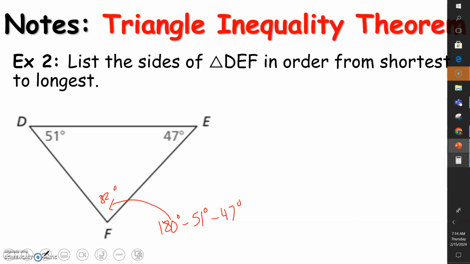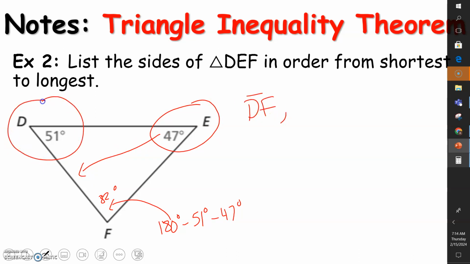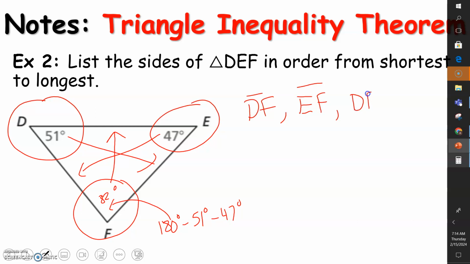Now we can see that the smallest angle is angle E, and therefore the smallest side is opposite that, DF. Then the next biggest angle is D. So the next biggest side is opposite that, EF. And last but not least, the largest angle, angle F, and opposite that, DE.